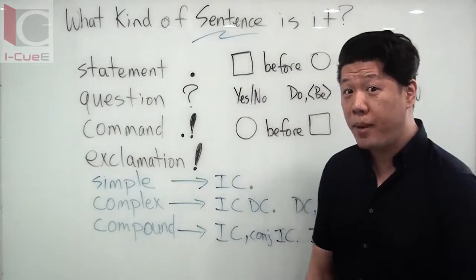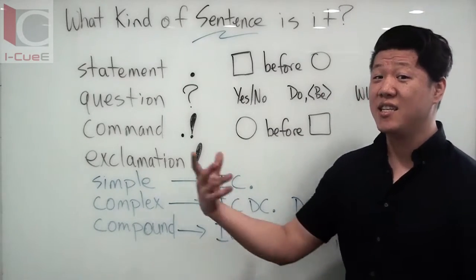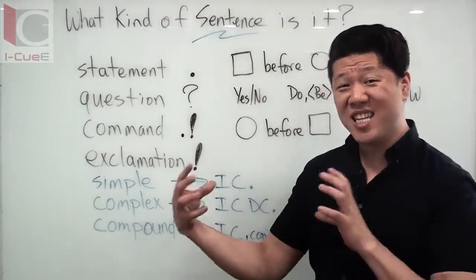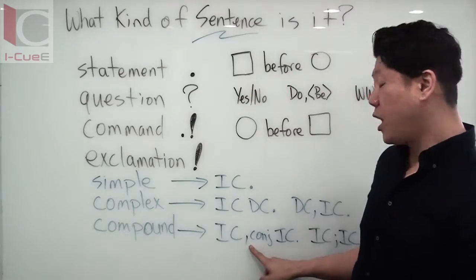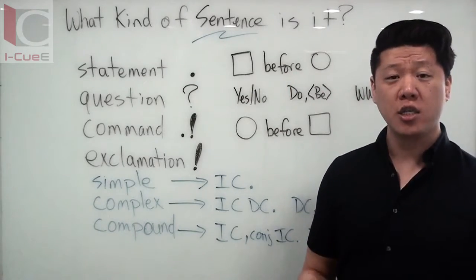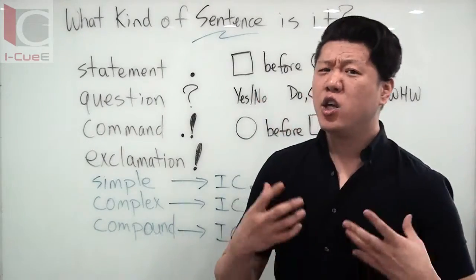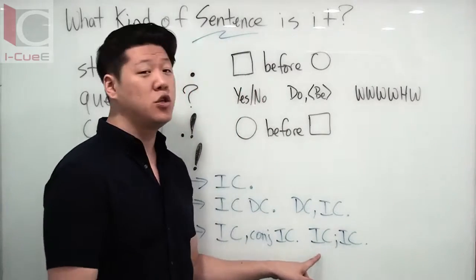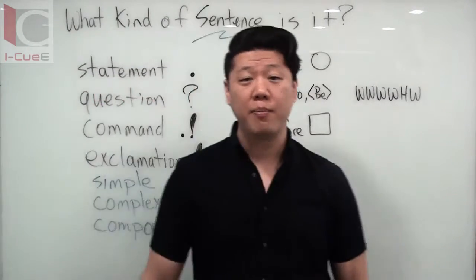How do you make a compound sentence? Compound sentences, you're using, instead of an IC and a DC, you're using two independent clauses, and to connect those together into one sentence, you need to have a comma and a conjunction. So you have independent clause, comma, conjunction, independent clause. You could actually do this without the comma and conjunction. Instead, you could do independent clause, semicolon, independent clause, and that makes a compound sentence.